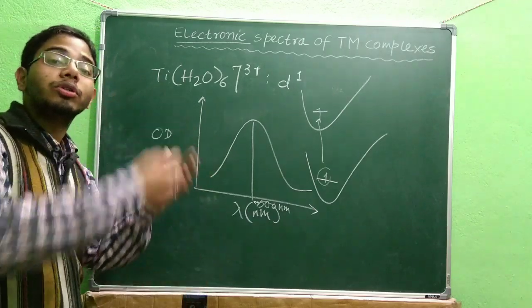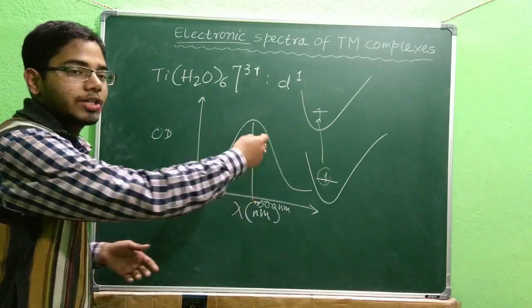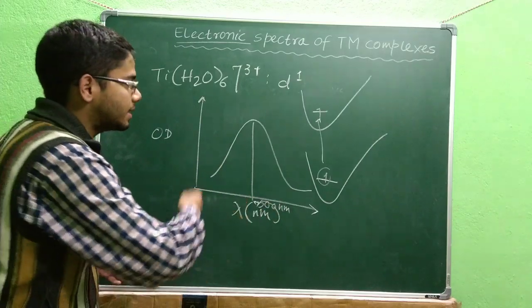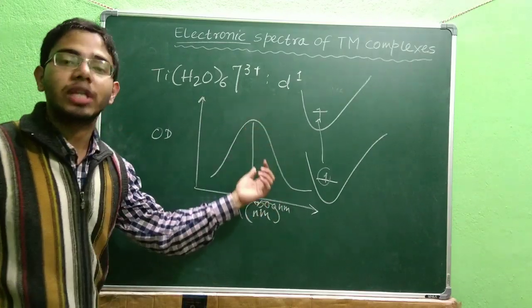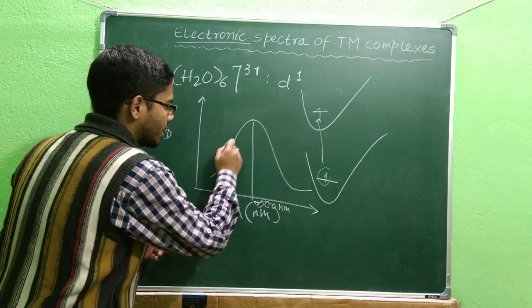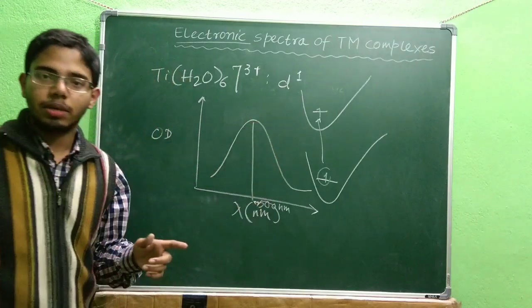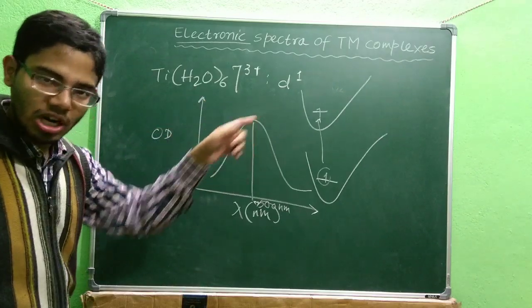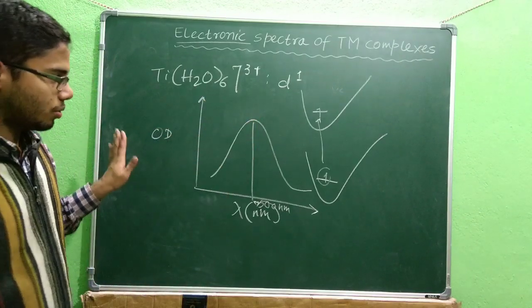If there are more transitions, then you will have a structured band. Instead of getting a broad spectrum as we got here, you will get some fine structure, maybe looking like this. There will be several ups and downs and it will be structured. Okay, so these things should be clear.